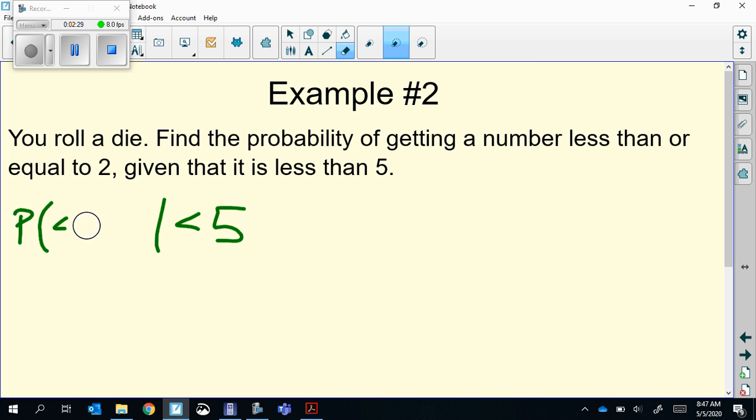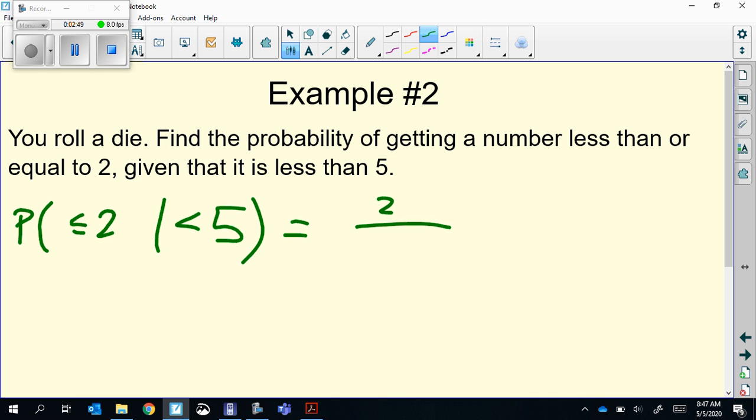All right, so let me change that. Less than or equal to 2. What I actually wrote there still equals the same, but that's okay. Less than or equal to 2, given less than 5. So how many numbers on a die are less than or equal to 2? That would be the numbers 1 and 2, which is 2 of them. Given it's less than 5, not equal to, so that includes 4, 3, 2, 1, which is 4 options, so 2 out of 4, 1/2.